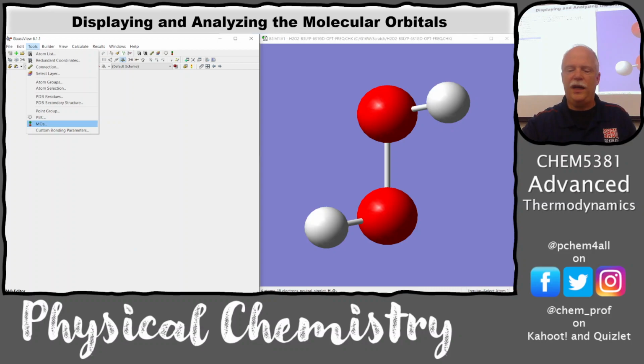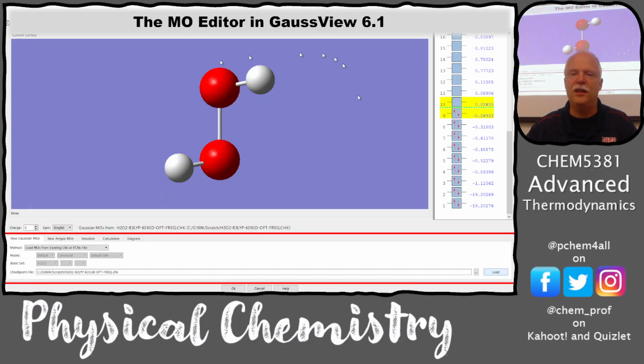So let's display now the molecular orbitals. You may want to do a project where you look at the molecular orbitals. So if you got your molecule, you load the checkpoint file. That's the important piece here. You have to load the checkpoint file, go to the MO editor, so Tools, MOs, and you get this view here. It by definition has the HOMO and LUMO selected. So come down here and pick the Visualize tab.